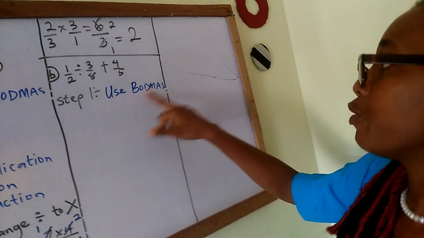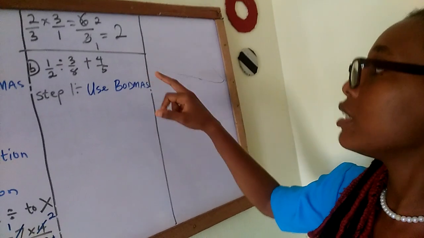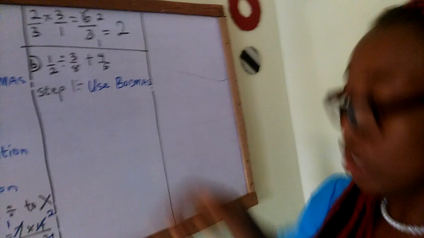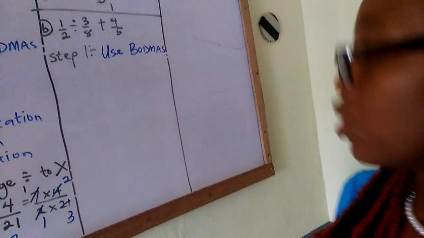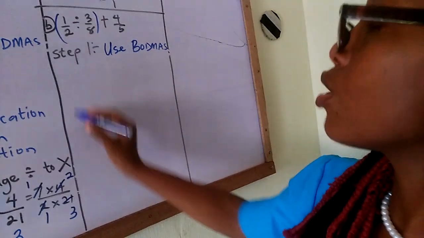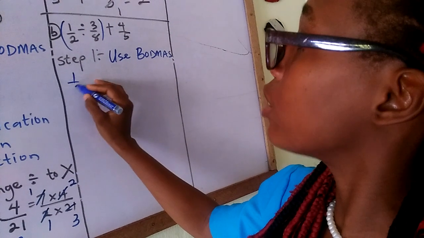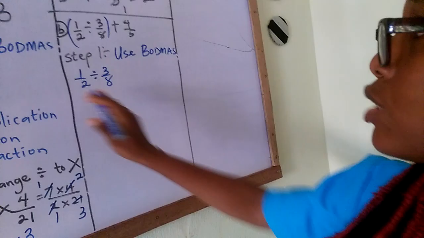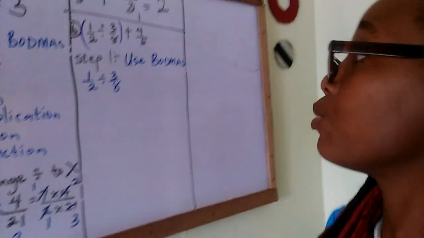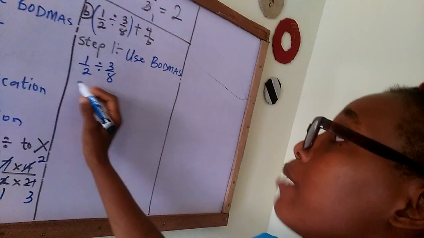Remember, I said BODMAS means brackets, of, division, multiplication, addition, and subtraction. So in our BODMAS, D comes before A, division comes before addition. So we deal with this first. So we have 1 over 2 divided by 3 over 8. I told you we can't solve it this way. We have to reverse it. We have to change divide to times.